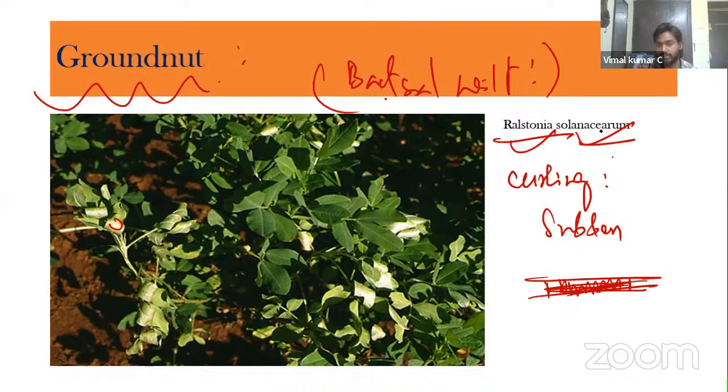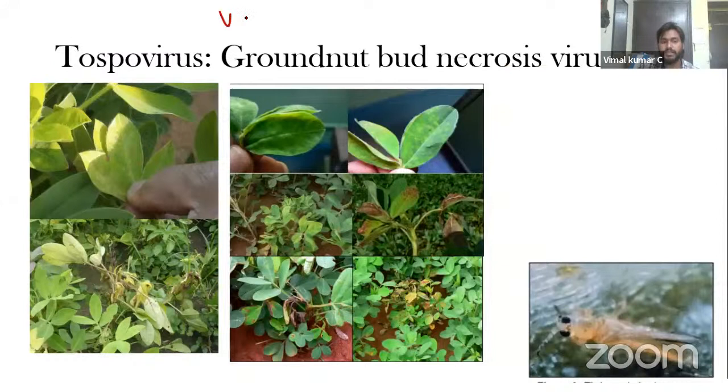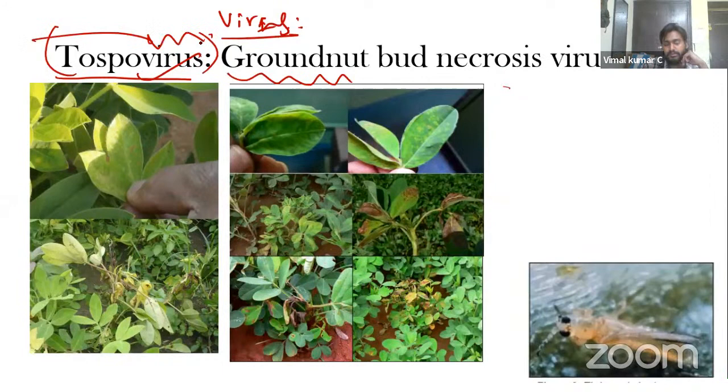Okay, then coming to viral diseases, which are most important with respect to groundnut. So here you can see TASPA virus, so groundnut bud necrosis virus. Okay, so can anyone tell me what is the full form of TASPA virus? Can anyone? Please answer, anyone. What is the full form of TASPA virus? Sir, don't know. Okay.